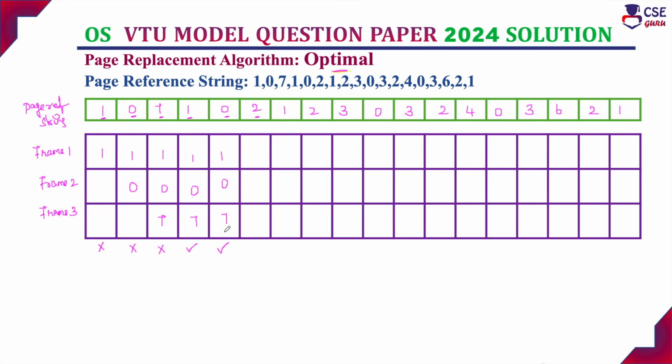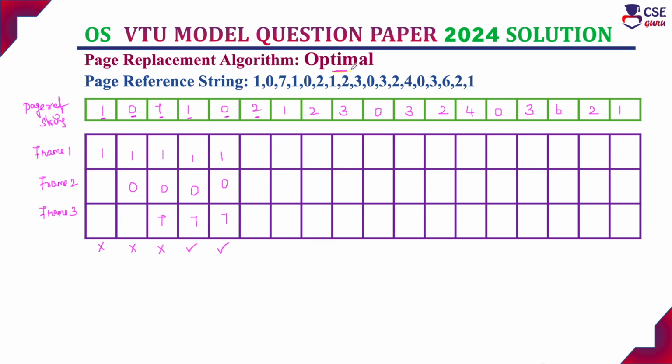This is not available. So among these 3 frames, which one will you select to replace? So one of the pages from among these 3 frames, you need to select as a victim page, and that should be swapped out from main memory to secondary memory. And the required page, page 2, you need to swap into the main memory. Among these 3 frames, any one of the frames you can replace.